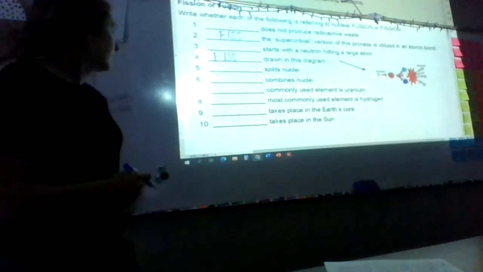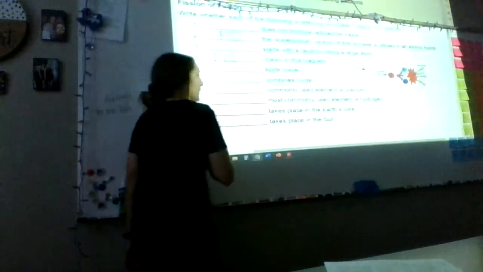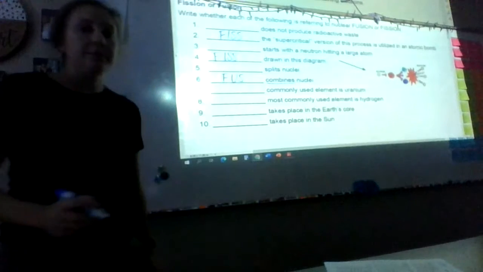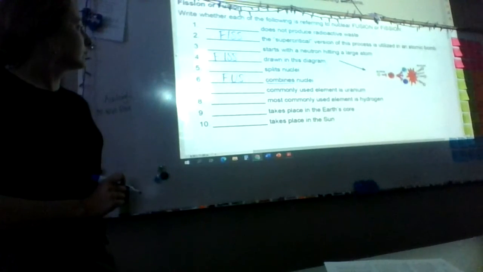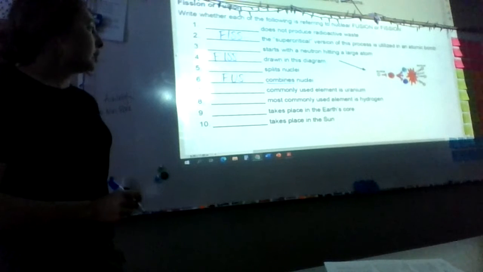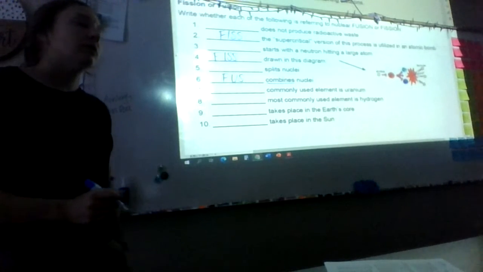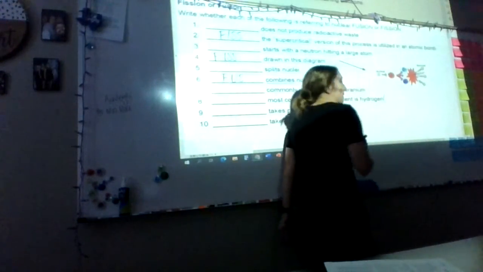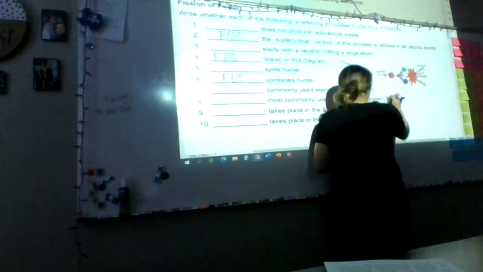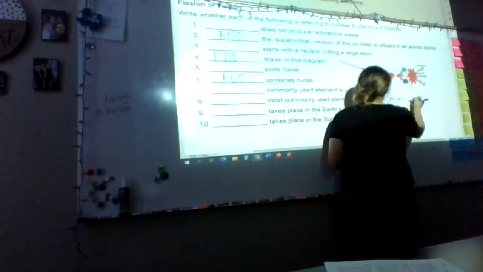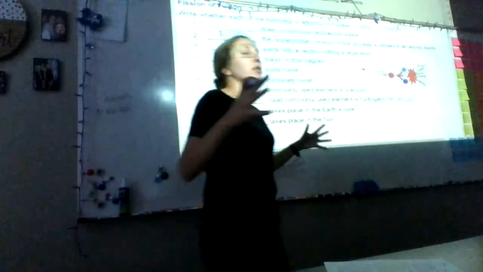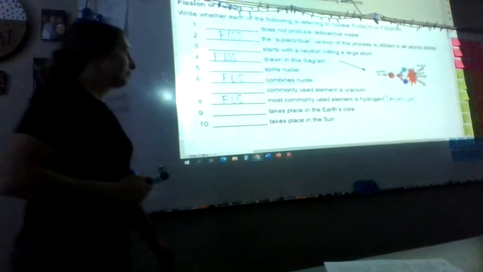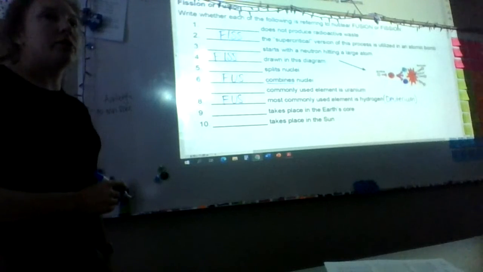Number 6 combines nuclei. Fusion, because they get fused together. F-U-S is how I'm going to write that. And number 8, most commonly used element is hydrogen. That's fusion. Whenever we did our notes over this, we talked about hydrogen's alter ego, deuterium. So 2 deuterium atoms are the things that get fused together to make helium. But that is fusion. And number 10 takes place in the sun. Fusion.